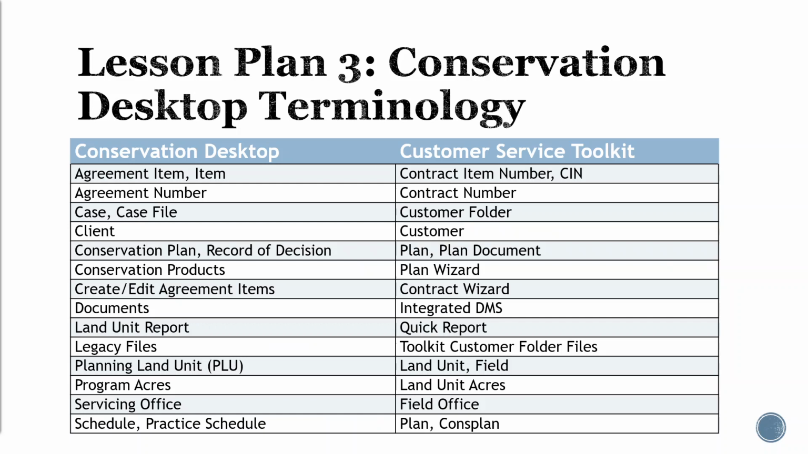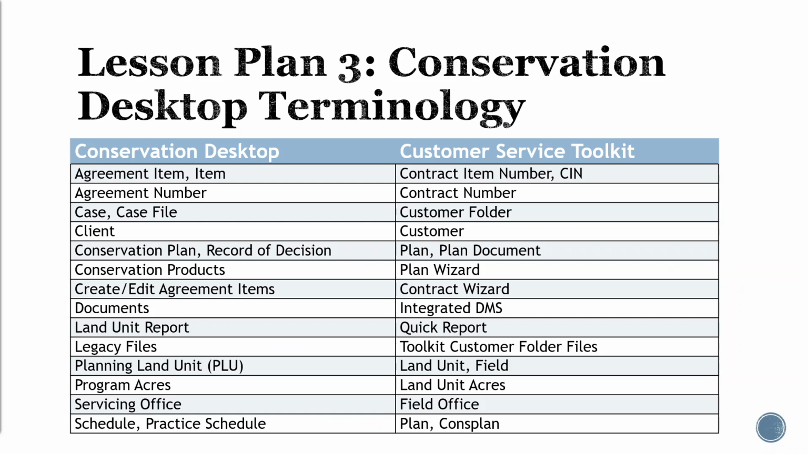And you'll find that in the training, all of our trainers, we will probably mix match all of these terms back and forth because that's just what we have known. And so in Conservation Desktop, the very first one is an agreement item or item, and in Toolkit we refer to it as a contract item number.